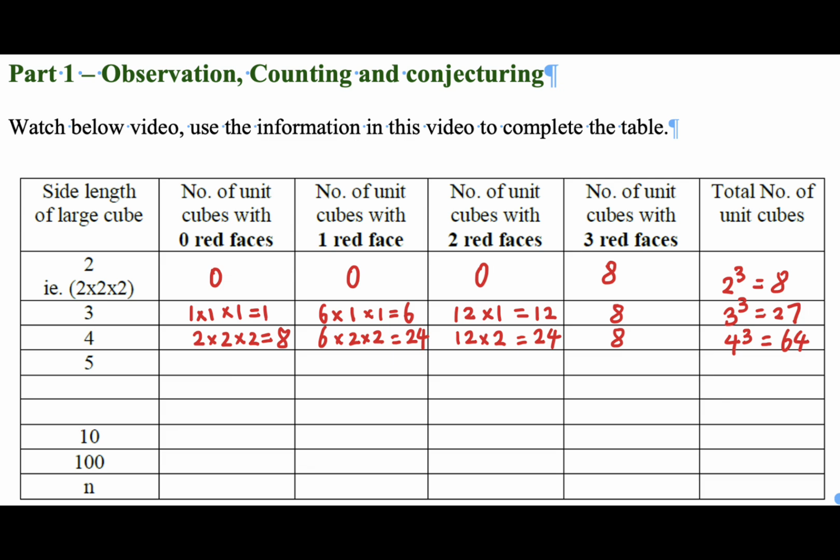So n represents any natural counting number which is bigger than 2. Okay, thank you very much.